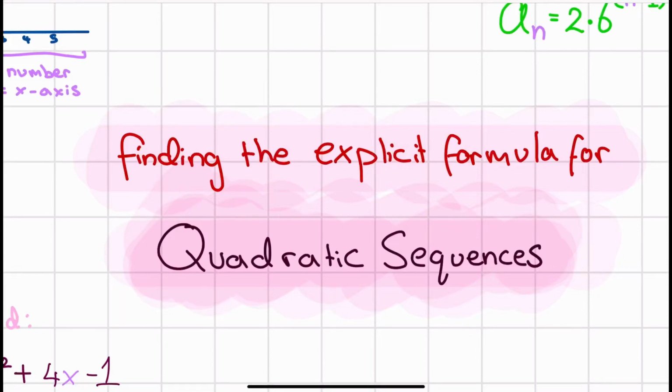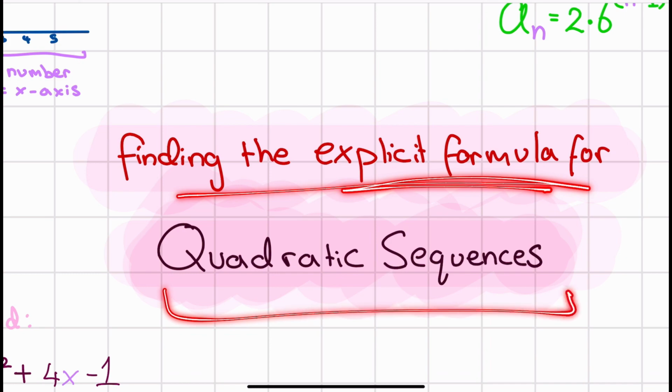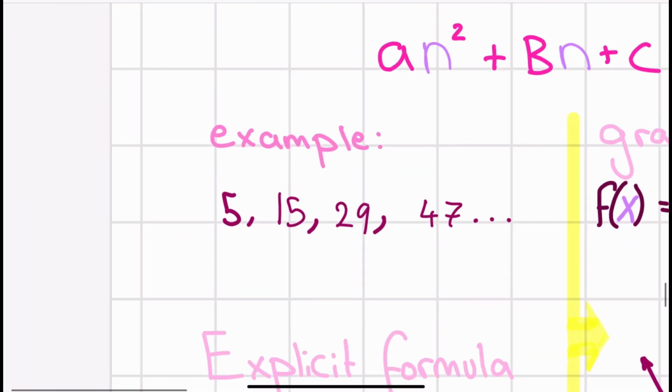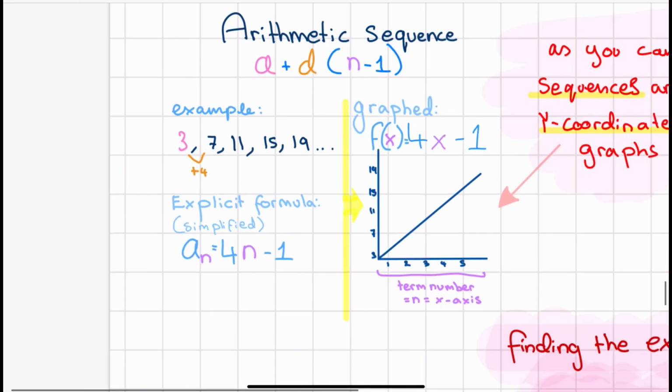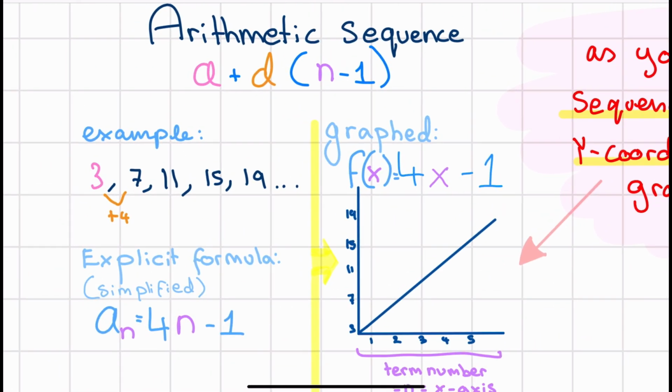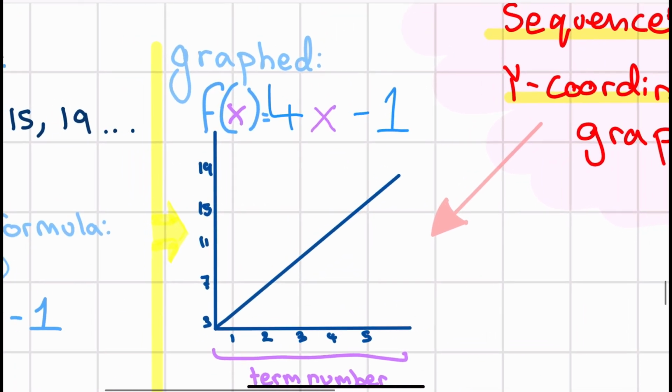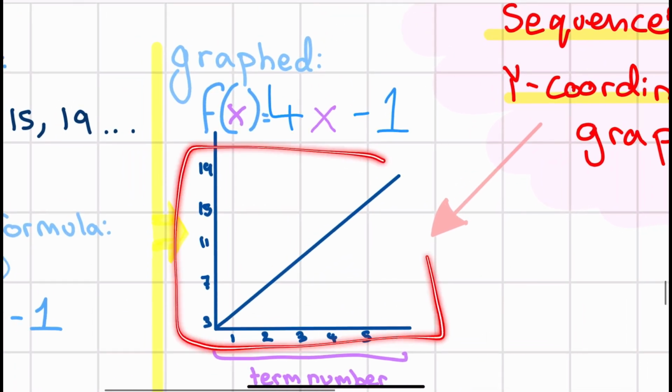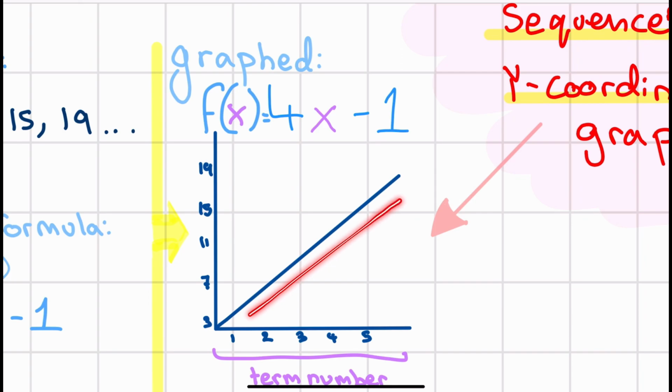Hey everyone, today I'll be showing you how to find the explicit formula for a quadratic sequence by using simultaneous equations. Now, why are we using simultaneous equations? Because I would like to argue that sequences are pretty much the y-coordinates of a line or a curve that has been graphed. For example, we can use the explicit formula for the sequence and replace a of n, so the value of each term, by the y-coordinates, and n, the term number, by x, in order to graph a line that represents this sequence.